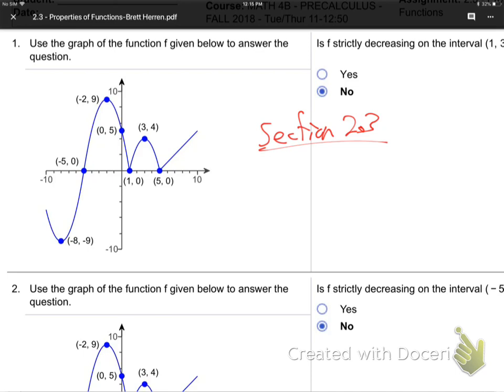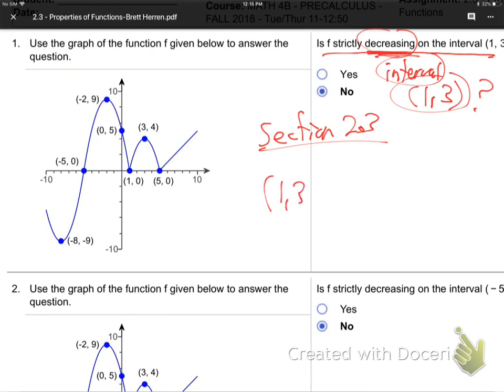If you can see that question, is it strictly decreasing on the interval? They say interval. Let me write it. It's off the screen a little bit there. Interval (1, 3). Is it decreasing on the interval (1, 3) is the question. Now, it's a little tricky. When they write (1, 3), they could actually mean two different things.